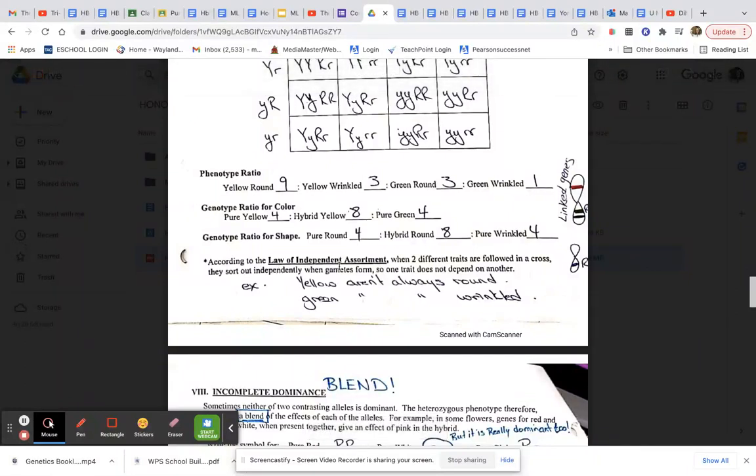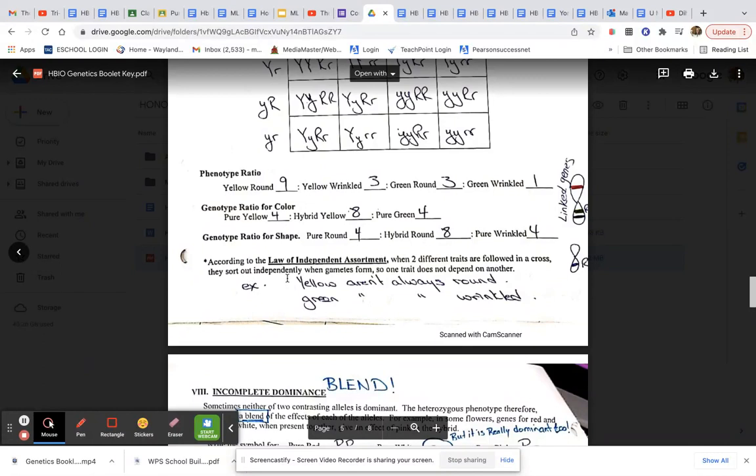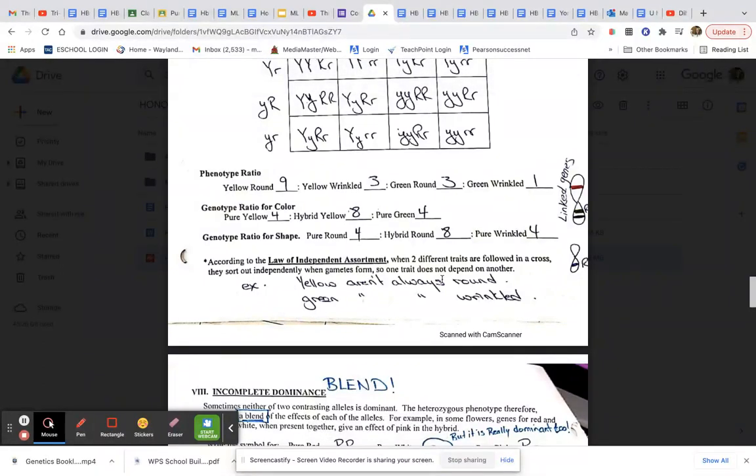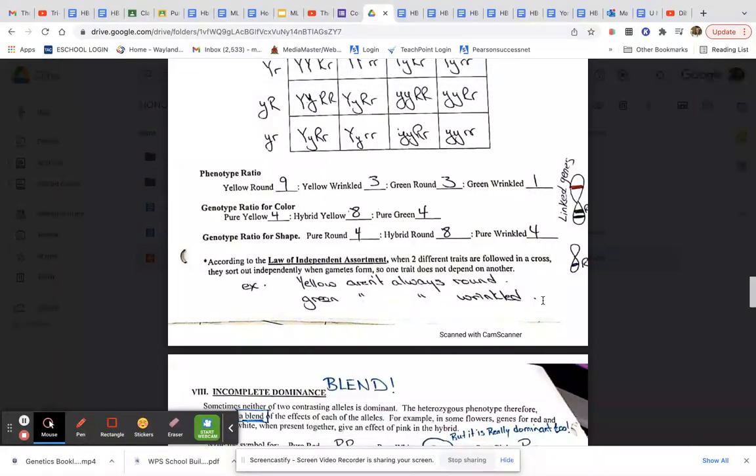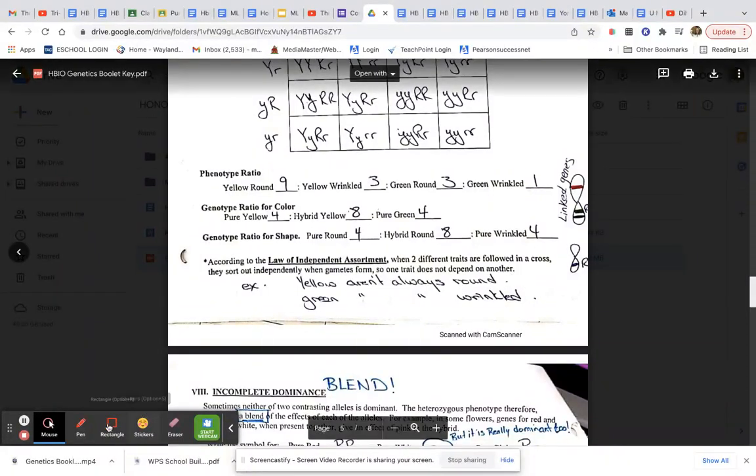So according to the law of independent assortment, when two different traits are followed in a cross, they sort out independently when gametes form. So one trait does not depend on the other. So yellow aren't always round, green are not always wrinkled. But that only works, and this isn't written here, you want to write that right over here, if they're not linked. So it doesn't work for the linked genes. Independent assortment does not work for linked genes. Okay, how do I erase that?